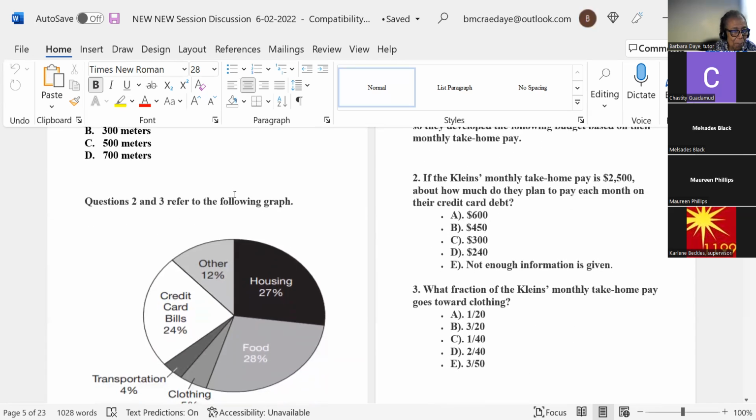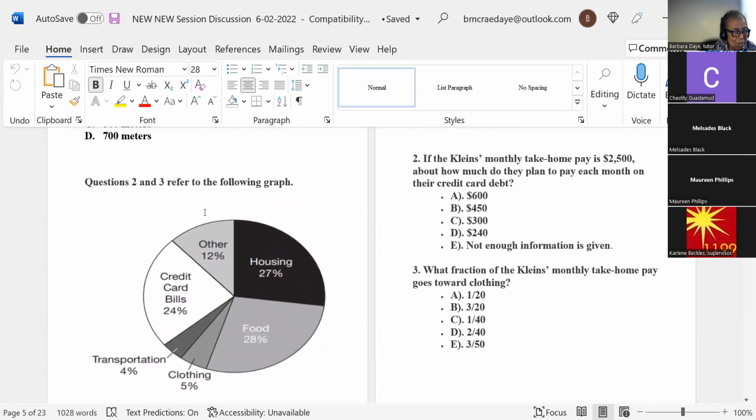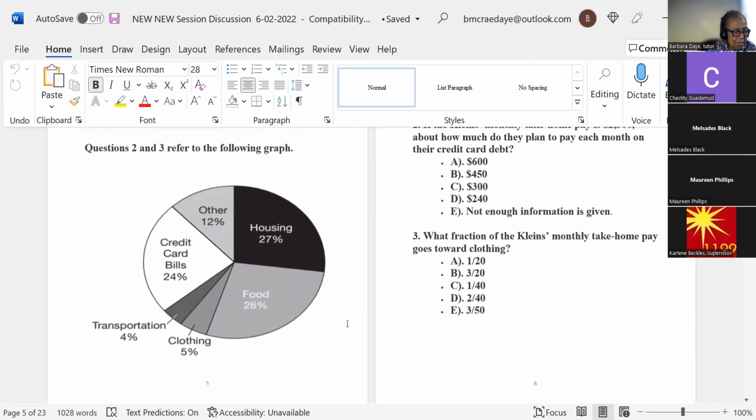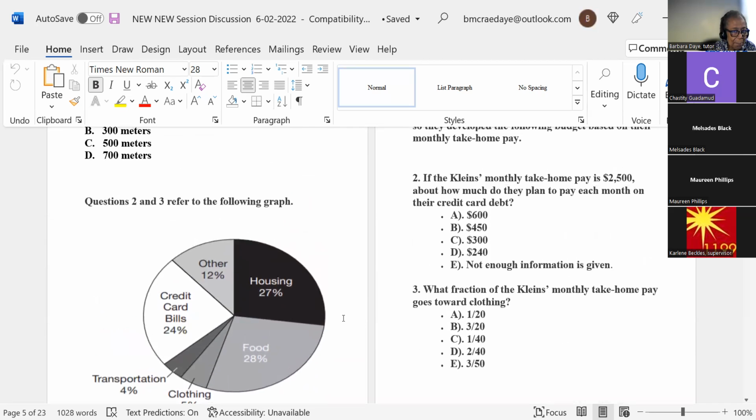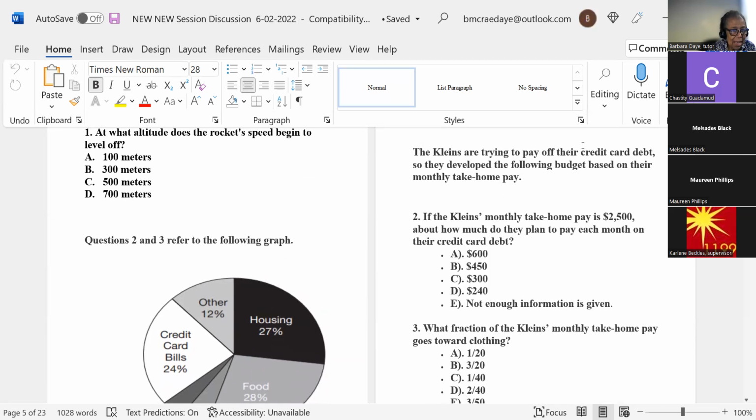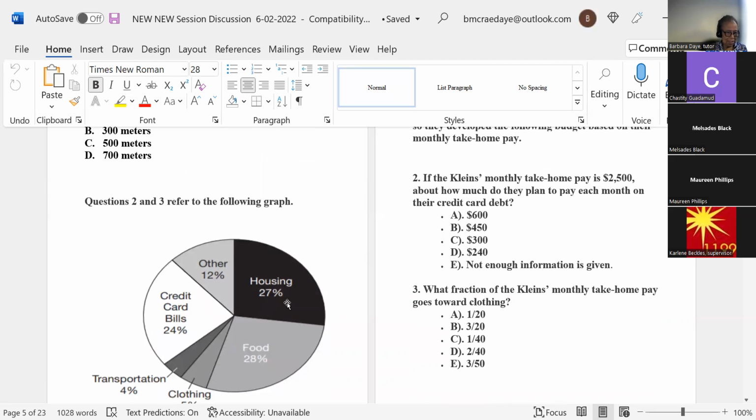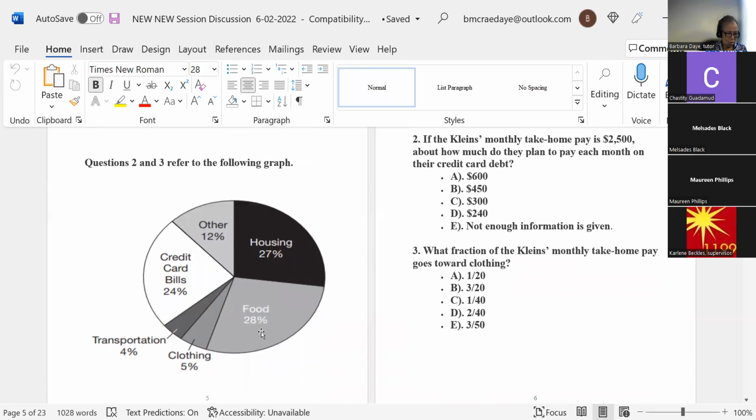Here's a circle or pie chart, pie graph. Now you notice this one is referring to what? It's like somebody's budget, correct? The clients are trying to pay off their credit card debt, so they developed a budget based on their monthly take home pay. So here's the budget. Housing, 27%. Credit card bills, 24%. Food, 28%. Transportation, 4%. Clothing, 5%. Other, 12%.